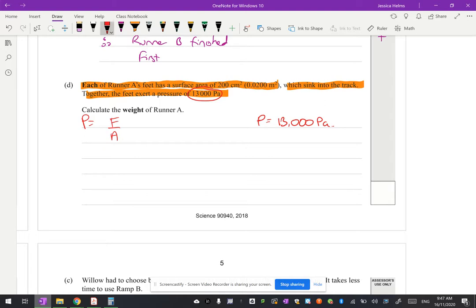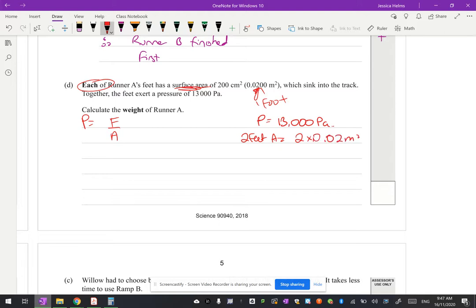And we also know that we have a surface area here. Now, the thing to be really careful about in this question, I'm just going to raise it so I can read it a bit better. So we have surface area. So the thing that we have to be really careful about is that most people have 2 feet. Okay, so this is actually just talking about runner A's feet, each of them. So we're just talking about one here. So 1 foot, 1 foot. So 2 feet area is equal to 2 times 0.02 meters squared, so 0.04 meters squared.